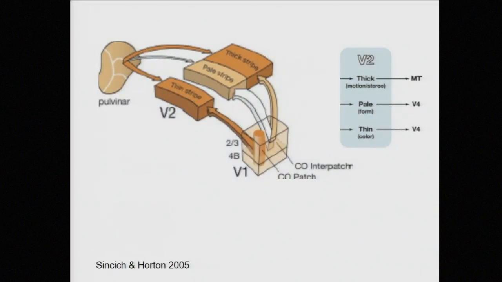Although it is up for discussion, anatomically, one can think of area V2 as maybe 3 different areas that are intertwined. There are thick stripes, pale stripes, and thin stripes, and they have different preferences for projecting to either V4, which is more of the object recognition area, or area V5 or MT, which would be more of the motion processing area.